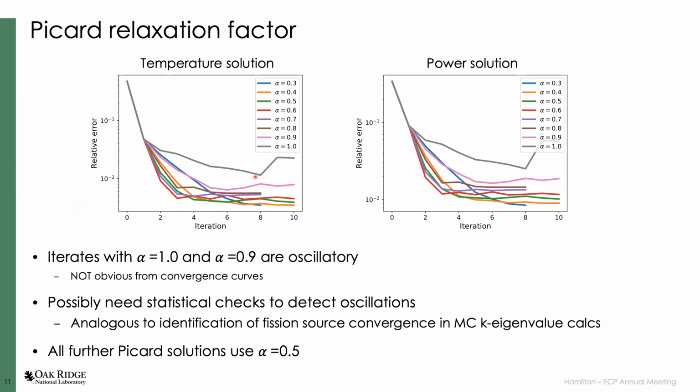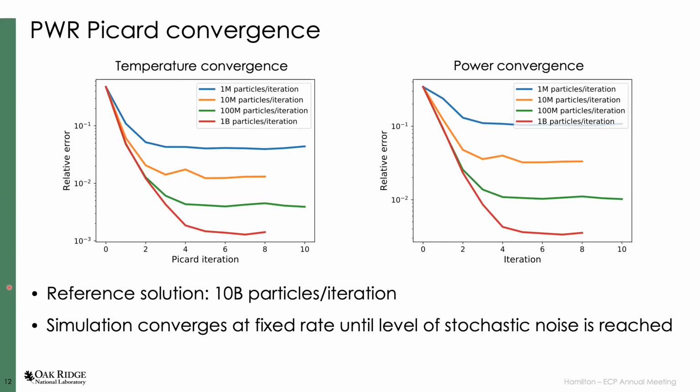So from this point on, I'm not going to focus much on the fixed damping parameters. We're just going to use this alpha equals 0.5, which is kind of what we would use in a deterministic coupling. So here's a case where we take that Picard with alpha equals 0.5, and we run it with a different number of particle histories for each iteration.